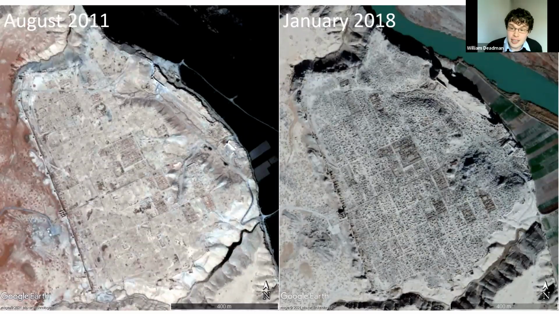In terms of looting, this is the site of Dura Europos in Syria before and then after years of systematic looting by Islamic State to fund their activities. The site completely dug over, covered in these pockmarks, looting holes.